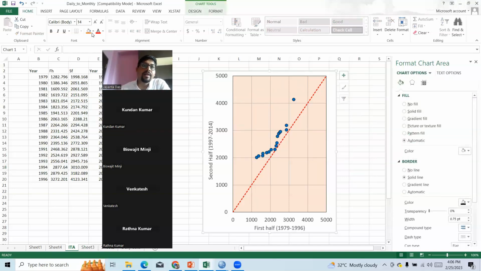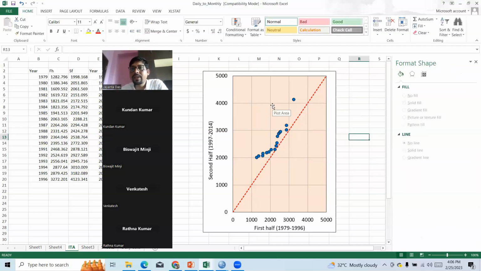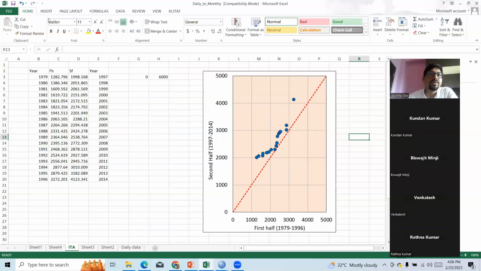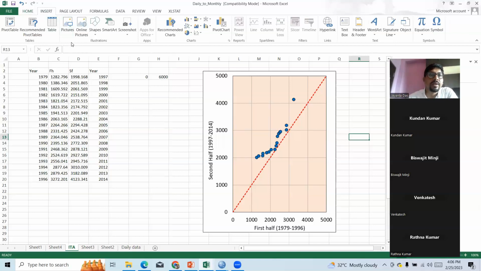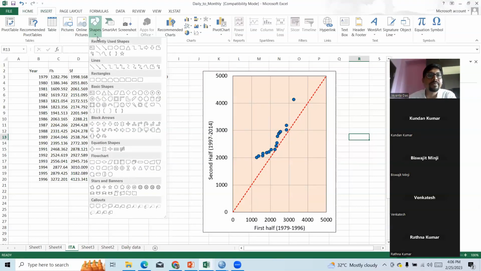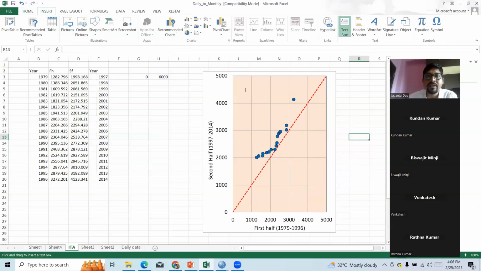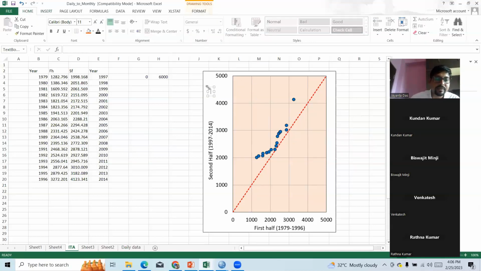Select it again. Now change this font color, automatic color. Another important thing, you have to assign a name here. Okay, so Insert, you can take shape, text box. Suppose it is station A or any station name.